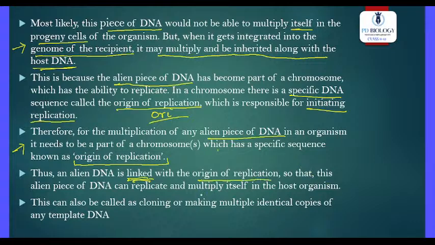Alien DNA is always linked with ORI for starting the replication. This can also be called cloning, or making multiple identical copies of any template DNA. So, everybody understood this one?